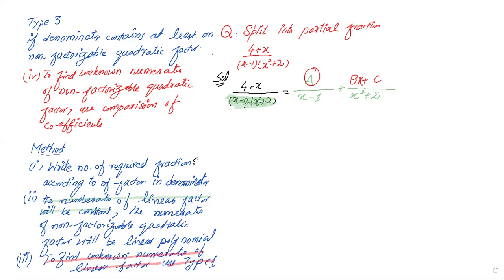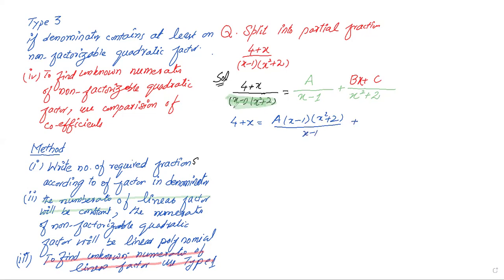So the denominator of the left-hand side, you have to multiply with each term on the right-hand side. So what will you do? 4 plus x will remain on this side. So a will multiply by x minus 1 times x squared plus 2, divided by x minus 1.